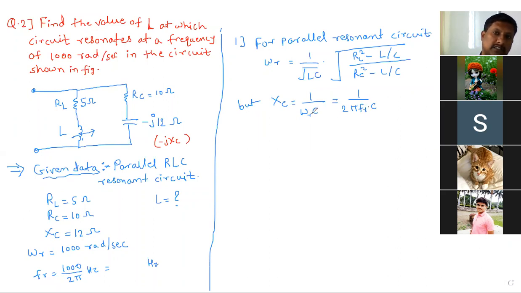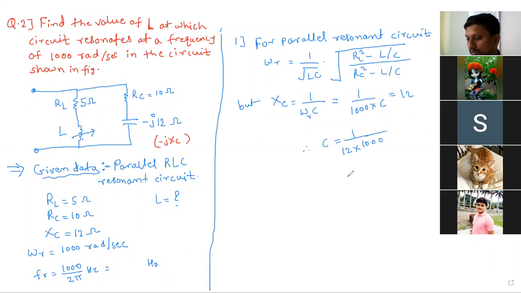So omega R into C, that is also fine. One upon omega R into C, that is 1 upon 1000 into C, and XC is given as 12. So from that the C value you can calculate. C is equal to 1 upon 12 into 1000. So the C value you can find out.